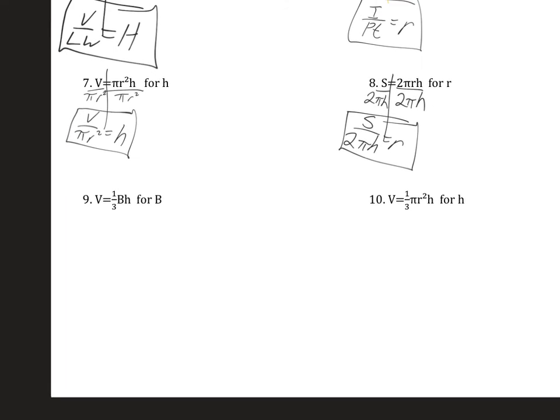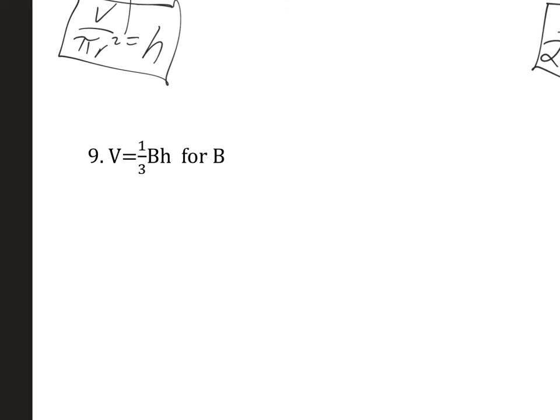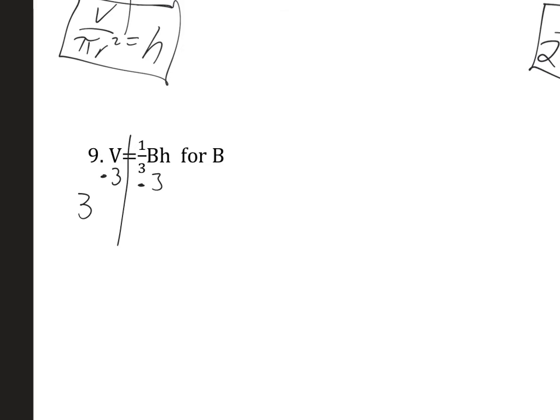For the last part, I want to solve for B. So I have one third BH. What am I going to have to do? Well, I want to move that one third. How am I going to move that one third? We are going to multiply both sides by 3. So now we have 3V equals BH. Now I still want to get B by itself, so I'm going to divide both sides by H. So B equals 3V over H.